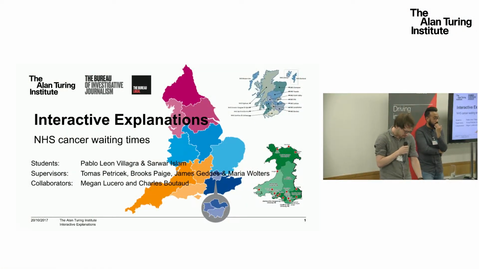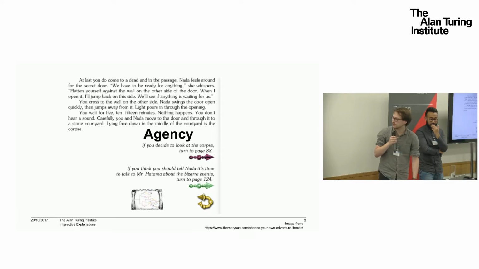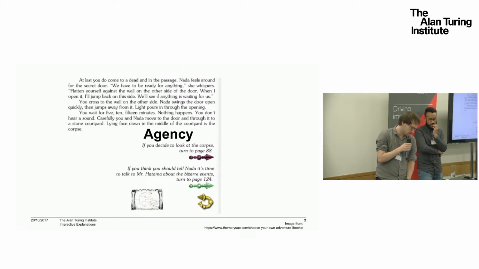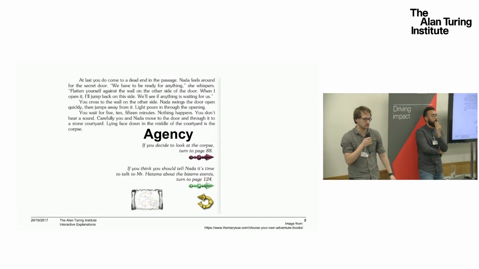Okay, so we basically looked at whether there are simple things that we could explore as tools to make the complexity in data and data analysis and data sets in general more transparent and more engaging to the reader? And the first thing that we want to propose here is agency.